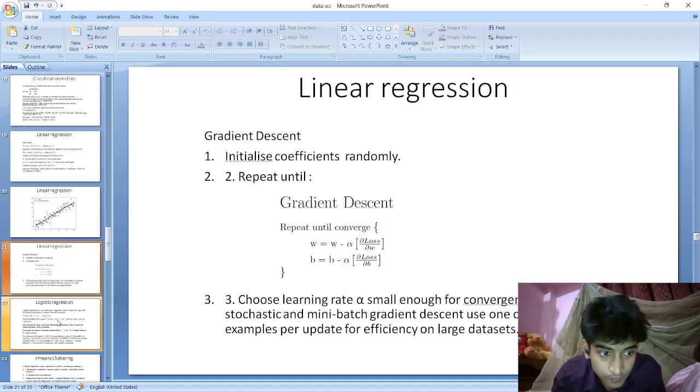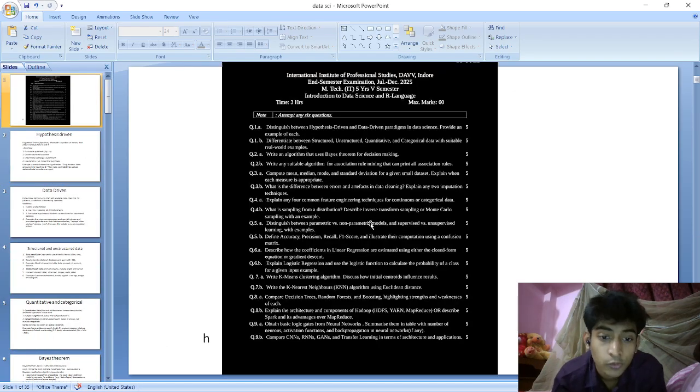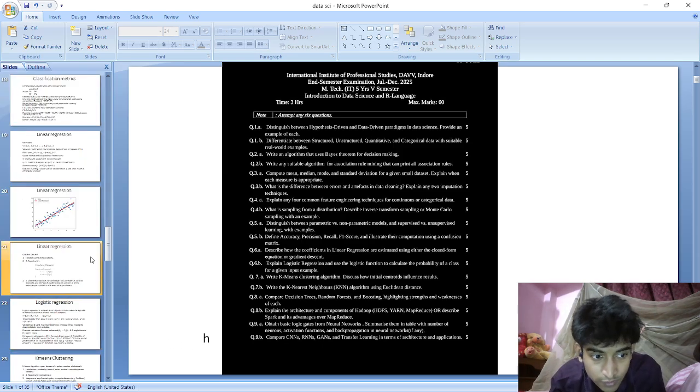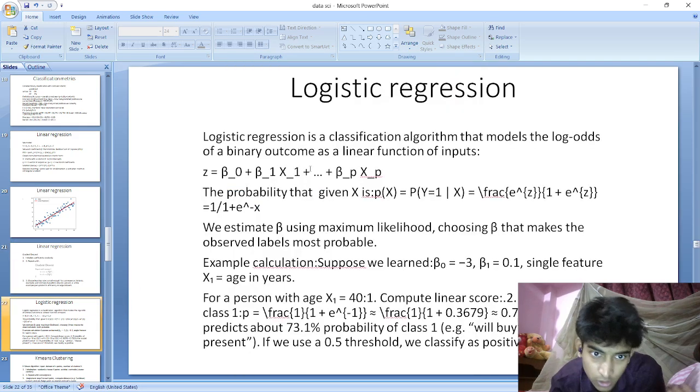Now let's see the second part, the B part of the question. Explain logistic regression and use the logistic function to calculate the probability of a class. Here the logistic function is nothing but a sigmoid function which calculates the probability and gives the output between 0 to 1. So now let's discuss logistic regression.